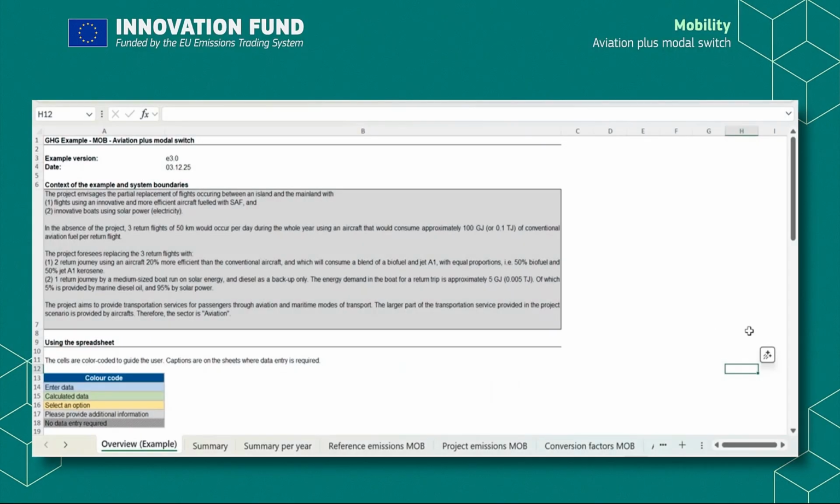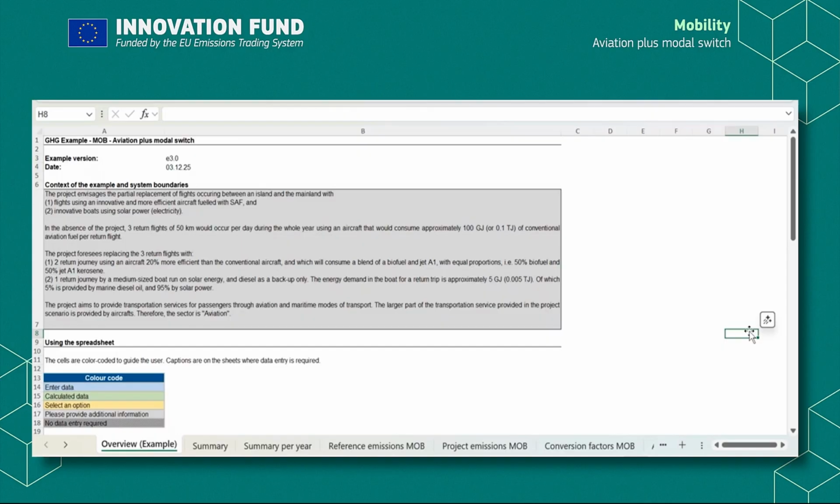Welcome! In this Innovation Fund tutorial, we will walk you through an example of the application of the GHG calculator for a project aiming to reduce emissions in the mobility sector. During the application for the IF25 call, project proposals are assessed against several criteria, and the greenhouse gases, or GHG, emissions avoidance is one of them.